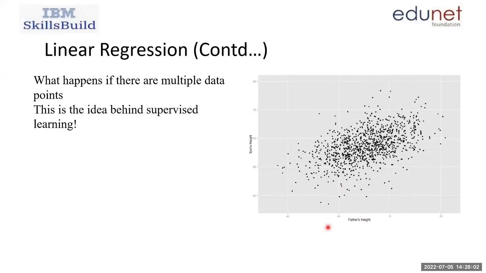This is the relation between the father's height and the son's height. Whether the son's height depends on the father's height, that is the problem we need to solve here. We are going to predict the height of the son based on the value of the father's height. This is the idea behind supervised learning. What happens if there are multiple data points? This is the situation we are going to handle in the case of regression.